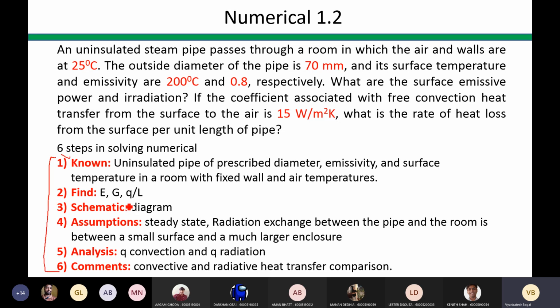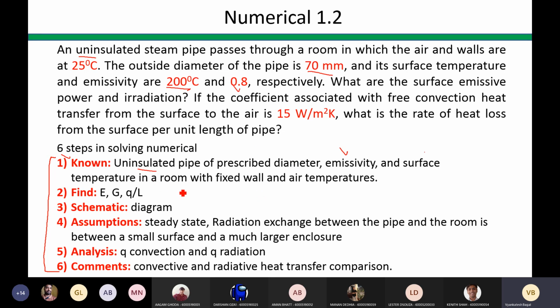So the first thing is you will note down what is known to you. So from the data we know that we are dealing with the uninsulated pipe. Uninsulated means your pipe is allowing heat transfer to take place to the surroundings, correct? So uninsulated pipe of the prescribed diameter, what is the diameter? 70 mm. Emissivity is given 0.8 and the surface temperature is also given, which is 200 degrees centigrade.